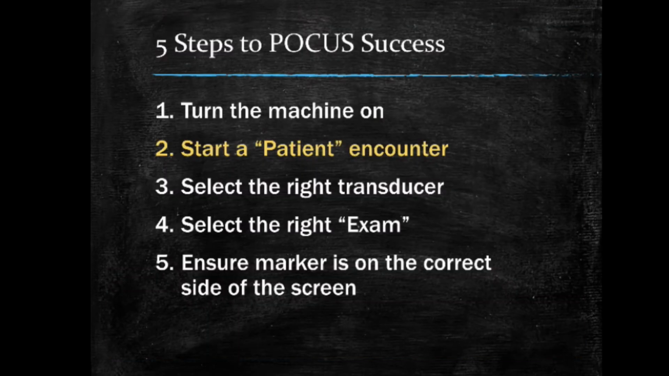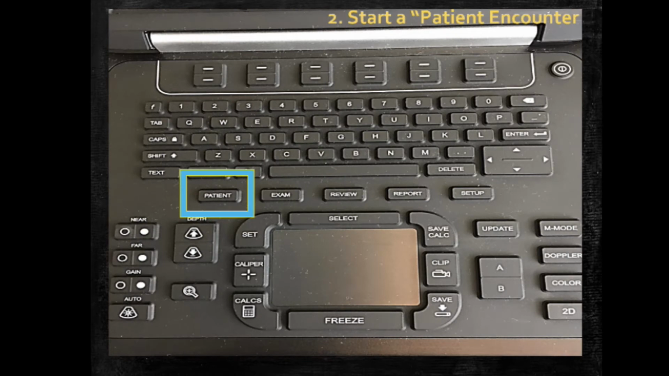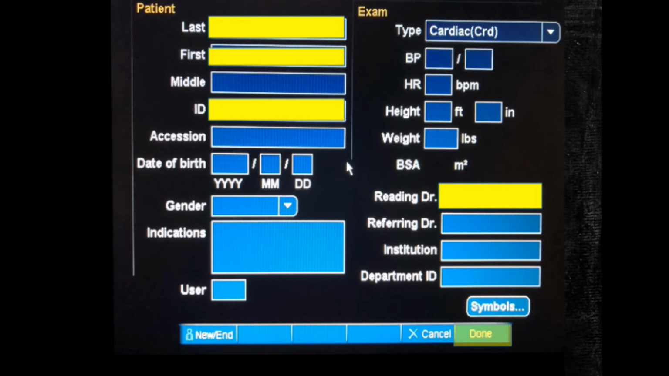Number 2, start the patient encounter. This is important because this is going to form the documentation aspect of that exam. So on the Sonosite Edge 2, that's in the patient button, and when you click on that button, it's going to open up a screen where you're able to record the last name, first name, MRN of the patient, and then the reading doctor. That essentially is you. That's the person who's completing that exam, and you would just put your credentials at that point. That's how the image archival will tag you and make sure that you're documented as the person who's completing that exam.